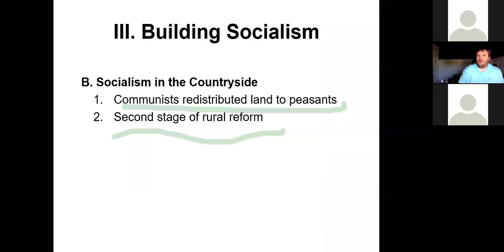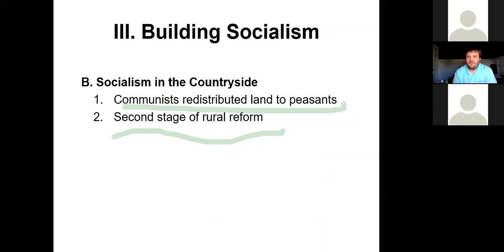In both states, the communists took landed estates and redistributed the land to peasants. In Russia, the peasants took and redistributed the land themselves. In China, land reform teams mobilized poor peasants to confront landlords and wealthier peasants.